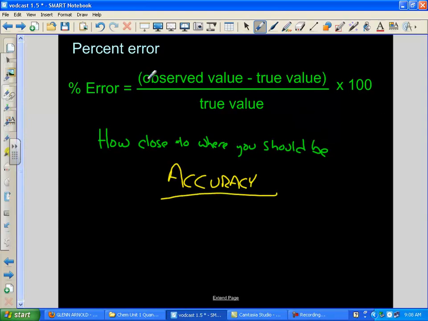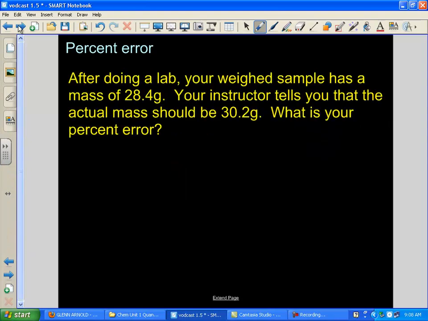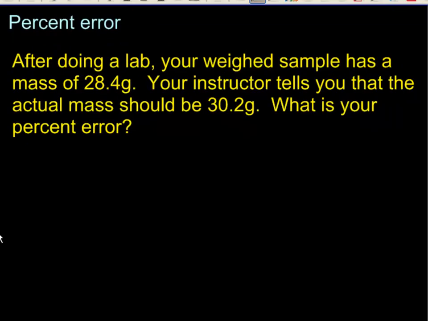So we're going to work a little sample here just to see how this works. It's pretty simple. We'll work through several of these in class. So here's the question. After doing a lab, your weighed sample has a mass of 28.4 grams. Immediately, you should go in on that. Whenever it says or it actually is what you measured in the lab, that's the observed. Okay? Your instructor tells you that the actual mass should be 30.2 grams. What is your percent error? So that 30.2 then, that's the actual or the true value. Okay? You have to have both of those things.